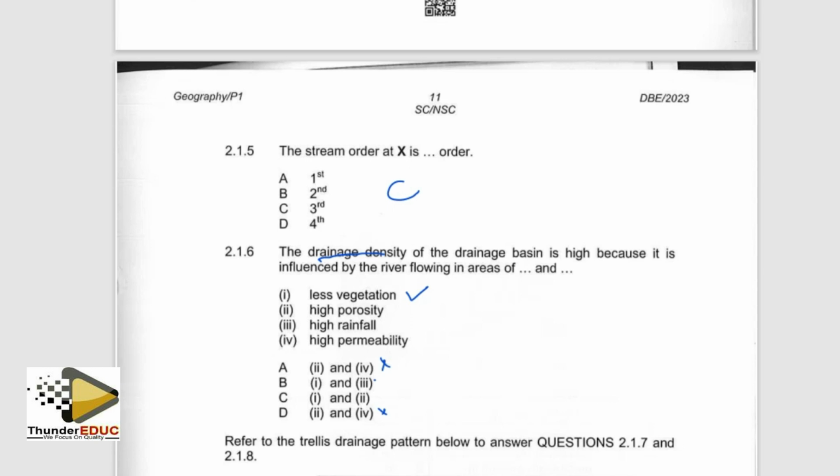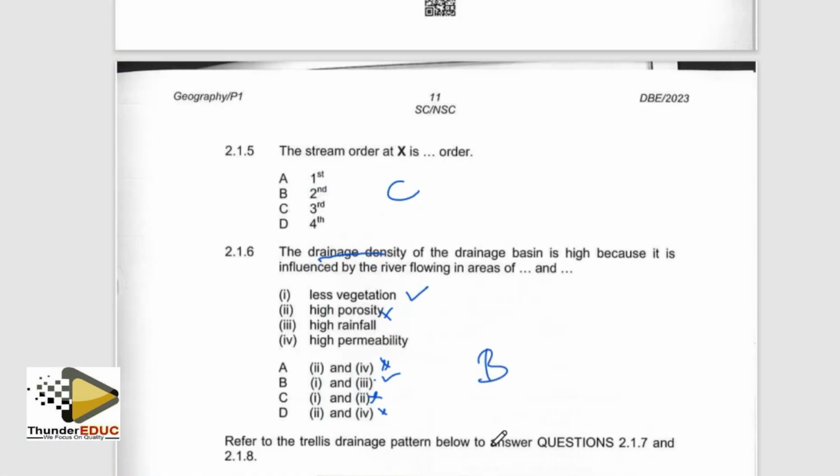When you look at C and B, the next one is high porosity. High porosity means more water is allowed to go through. If water easily goes through, it can't allow the formation of high drainage density. So that one is wrong, and wherever you have 2 is wrong. But there is also another 2 here. Obviously, the answer remains high rainfall. And 5 talks about high permeability, allowing water to go through easily. So the answer here becomes B. Then 2.1.6.